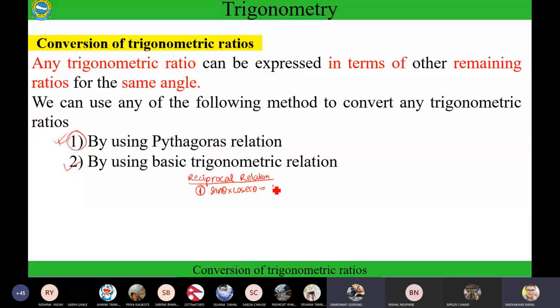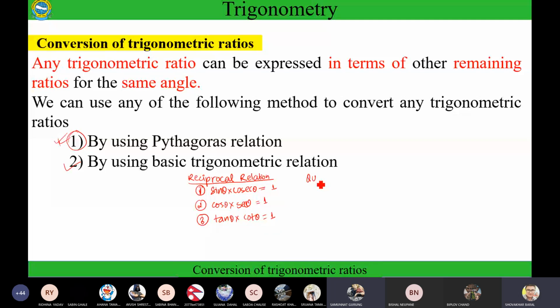So they cancel each other and they will be 1. Just remember this relation. Reciprocal of sin will be cosec. Similarly, the next one, cos into sec. cos theta into sec theta is equal to 1. And the next one, tan theta into cot theta. tan theta into cot theta is equal to 1.